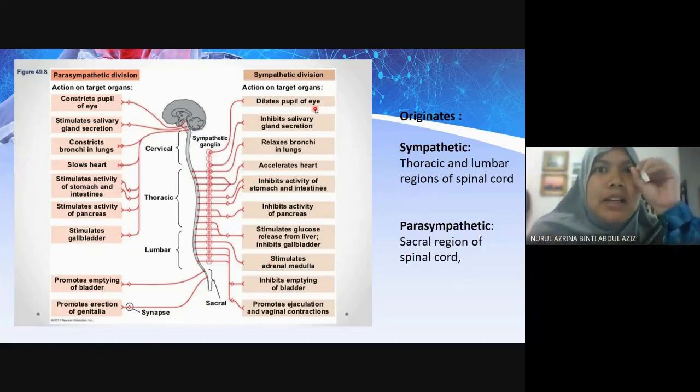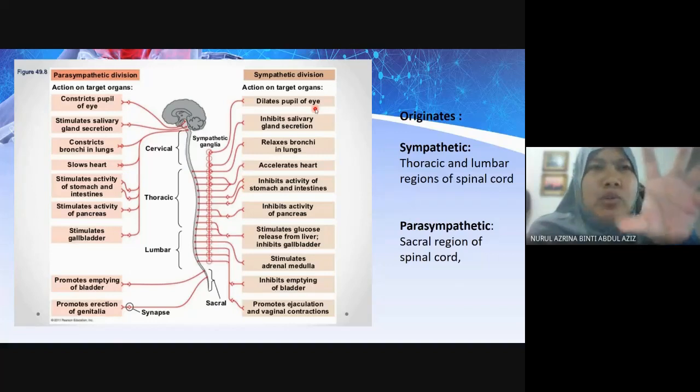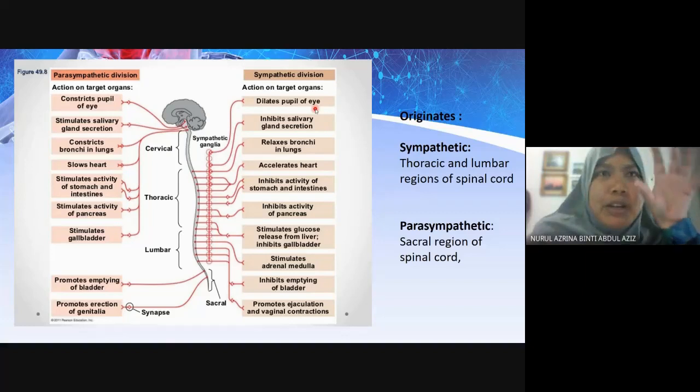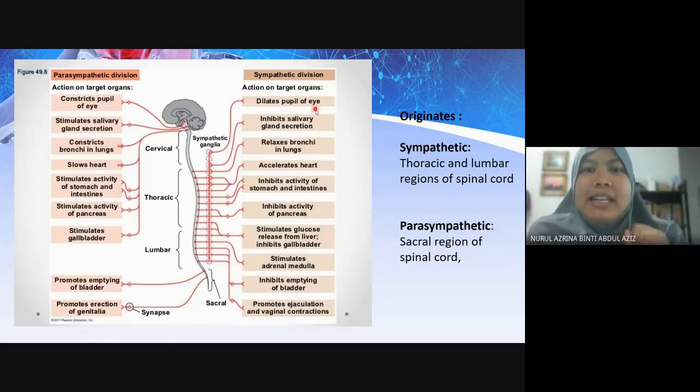So mata you akan nampak semua longkang, semua batu, semua pagar yang you akan terjun. You akan lompat nanti. Okay? Sebab you kena kejar anjing, so you kena cari jalan nak lepaskan diri you. Okay, so pupil will dilate. You akan nampak jalan.